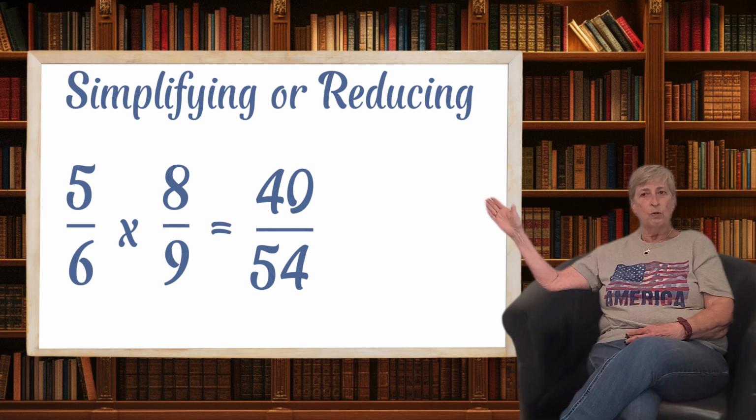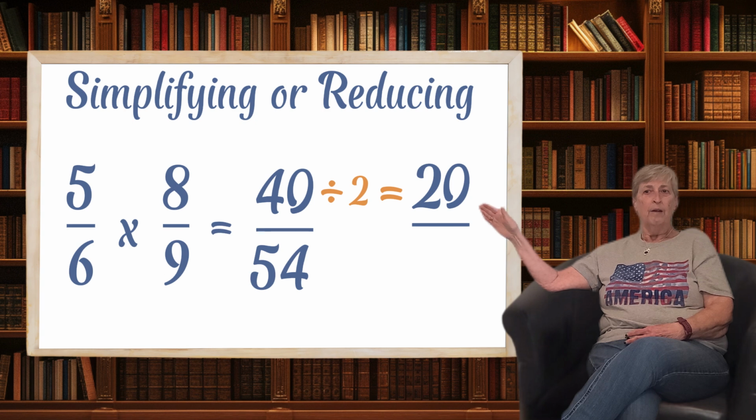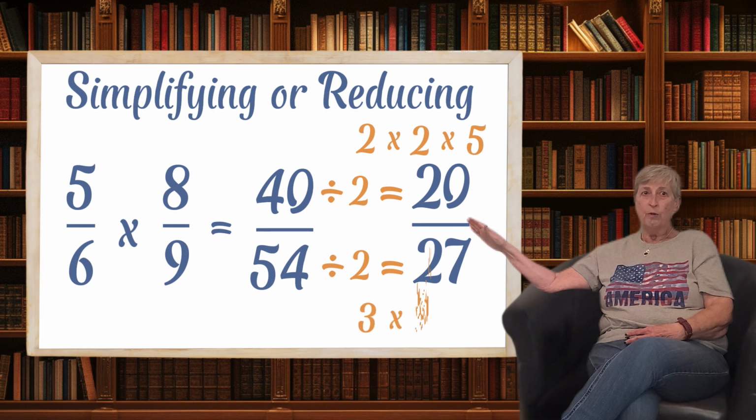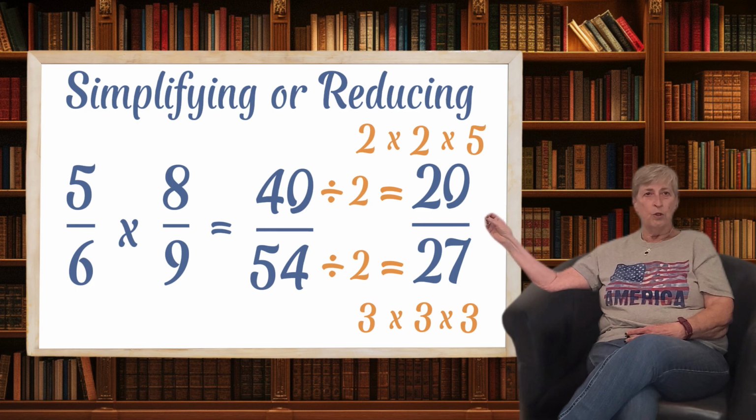So since this answer is 40 over 54, which is two even numbers, we know that it will reduce by 2. So 40 divided by 2 is 20. 54 divided by 2 is 27. Now I can look at those. Will they divide by anything else that's the same? If you look at them, the factors of 20 are 4 times 5, or 2 times 2 times 5. The factors of 27 are 3 times 9, or 3 times 3 times 3. There's no common factors there, so this is your final answer.